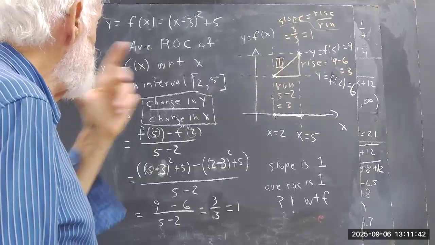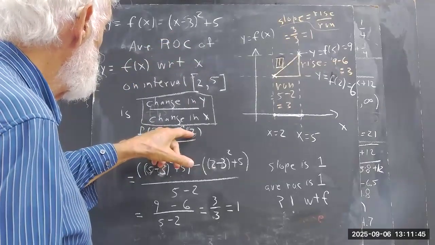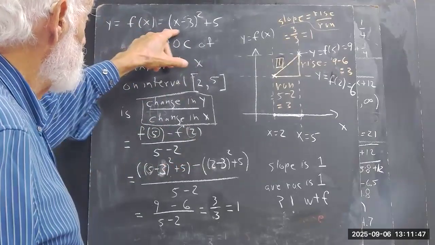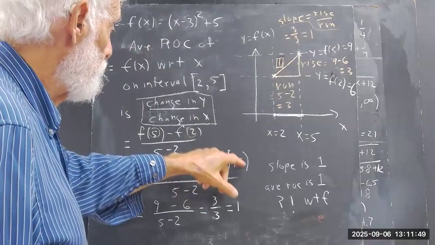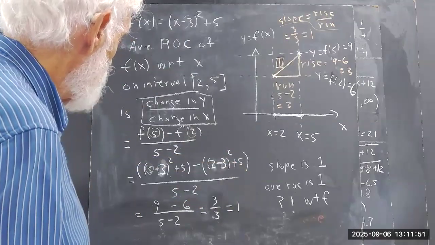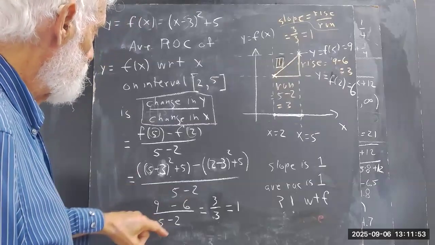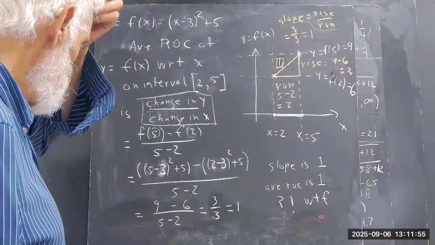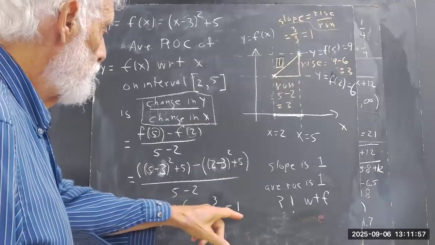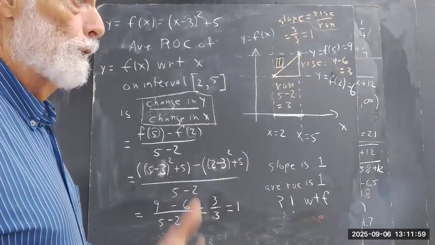And then f of 2, x becomes 2, and you get 2 minus 3 quantity squared plus 5. And you do the arithmetic, you get 9 minus 6 over 5 minus 2. And that's 3 over 3, which is 1. So that's the average rate of change.